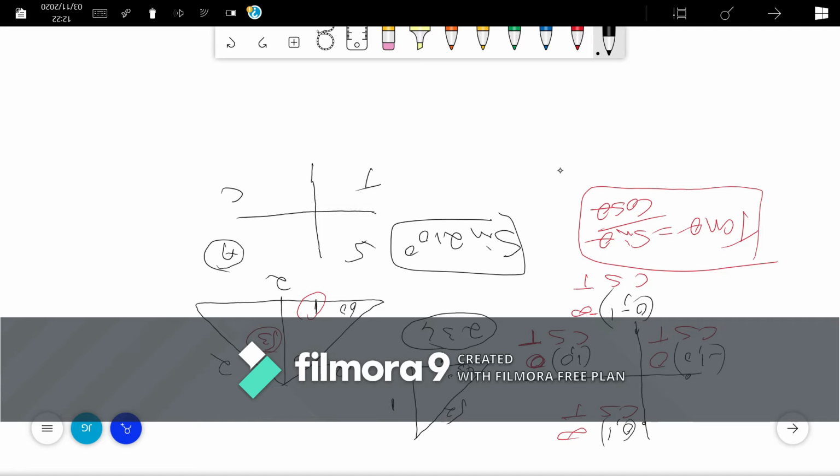In the second quadrant, only the sine is positive, the other two are negative. In this one, only the tan is positive and the other two are negative. And in this one, only the cosine is positive and the other two are negative.